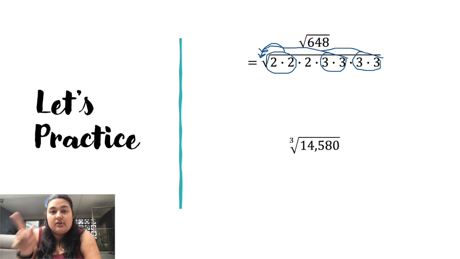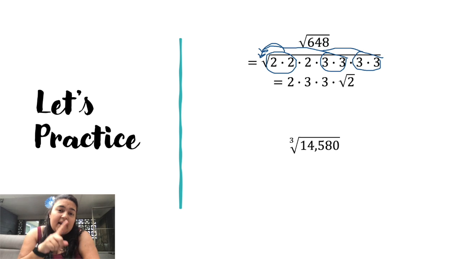There we go. I got a little lazy with that arrow, but you get it, right? Just throw them out. Okay. Now I just need to simplify. So outside of my radical sign, I have 2 times 3 times 3. And then what was left under the radical sign, just that lonely 2 that I did not circle.